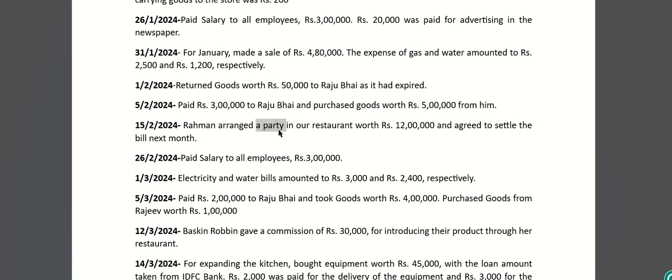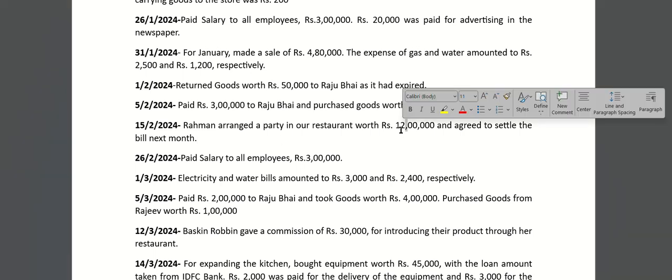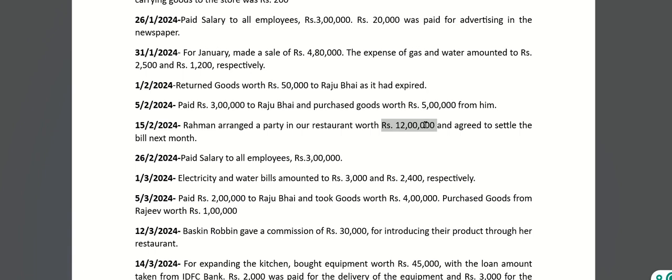Party means what? It is a product or a cluster of services and products given to customers in a restaurant. So for the restaurant, it is absolutely a product. Now we have sold Rahman a party. Just think like that. That means this 12 lakhs is the income of the business. So we know very well this is a sale that we have made, and sales is an income of the business. Just keep it in mind.